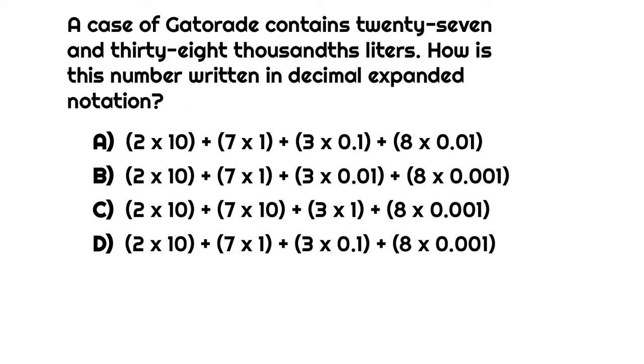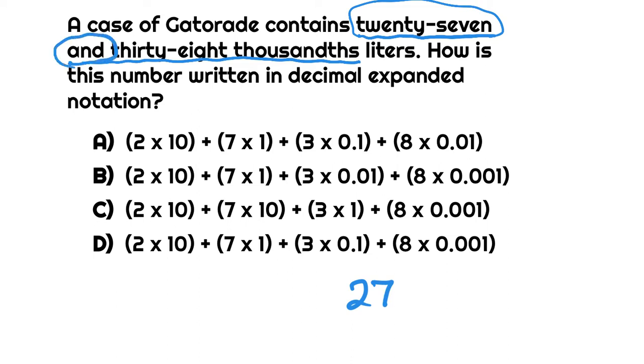So first of all, it's really hard to go from word form, which is what they gave us, to expanded notation. It's best to, in between, do a little standard form. So first thing I'm going to do is write this number in standard form. Taking it in pieces, we have 27. 27 you would write as 2, 7, 27. Then we have "and." For "and," we put a decimal in the number.